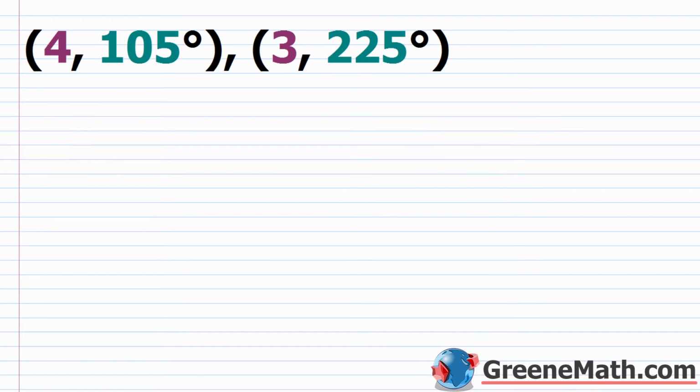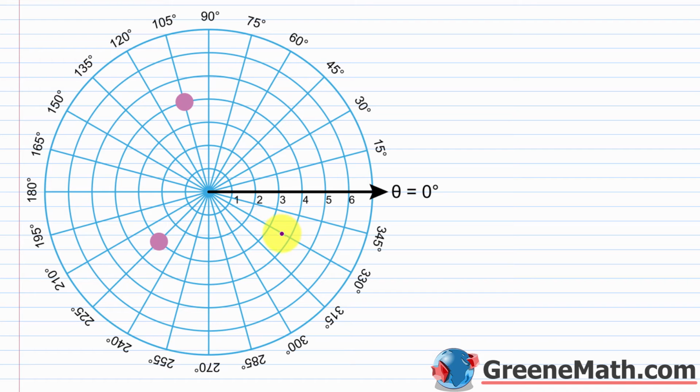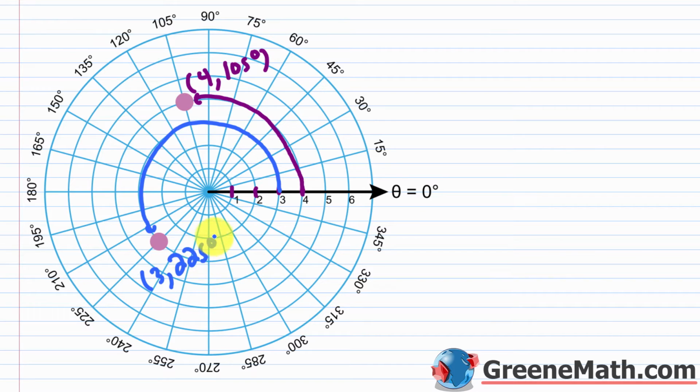So we'll come down here. First, I'll plot this (4, 105 degrees). You're going to step out 1, 2, 3, 4 units. Then we swing around to 105 degrees. So this is (4, 105 degrees). Then for the other one, we have the (3, 225 degrees). So I'm going to step out 1, 2, 3 units, and I'm just going to swing around to 225 degrees. I know this is upside down, but you can still read it. So this is (3, 225 degrees). So we've plotted those two.